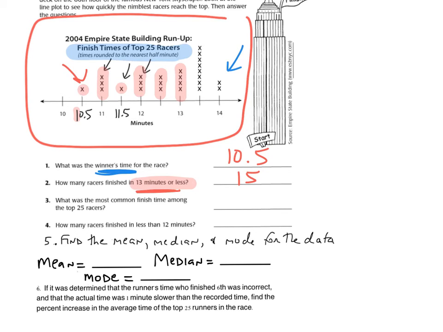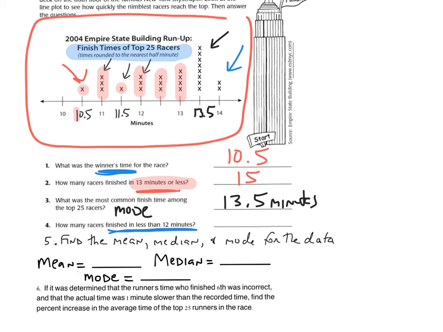Number 3, what was the most common finish time among the top 25 runners? Well, here they're asking you for, in statistics, the mode, the data value that appears the most. And it looks like here there's more X's over 13.5 minutes. So here I'll put down 13.5 minutes.